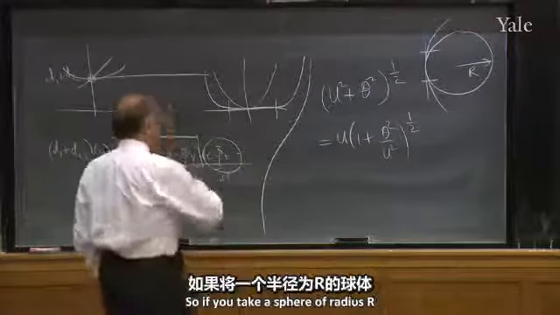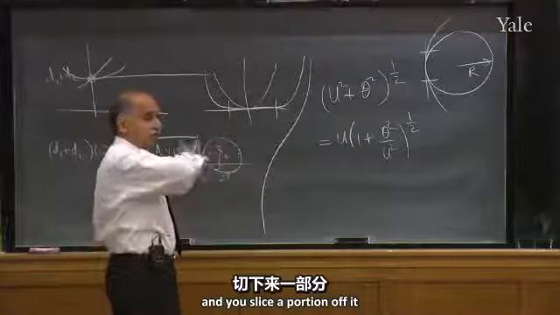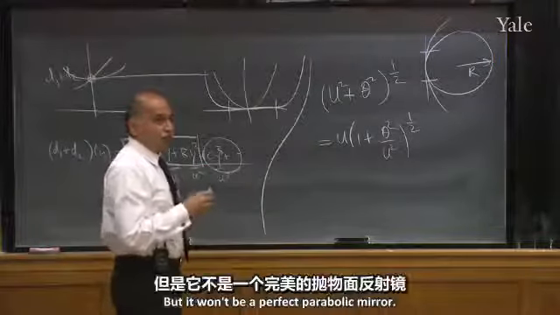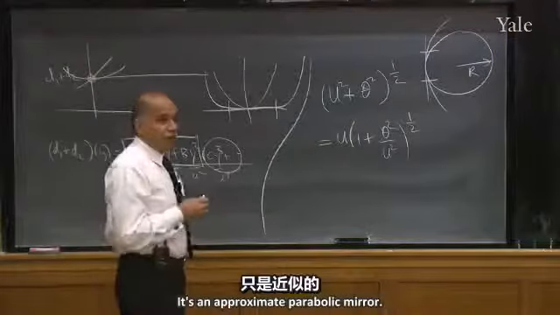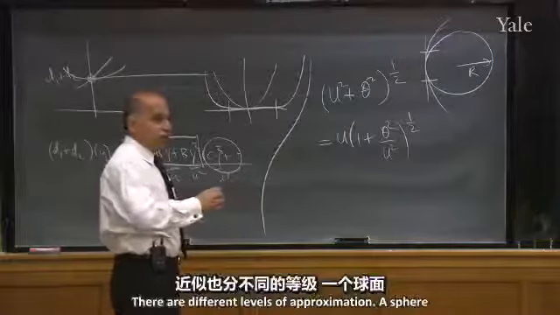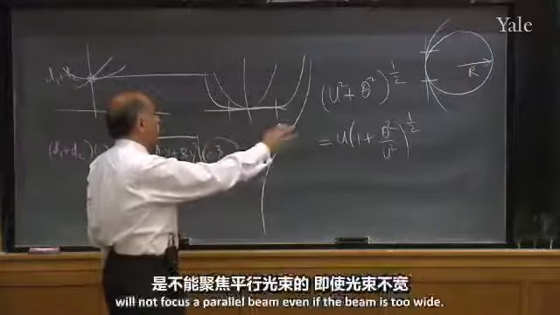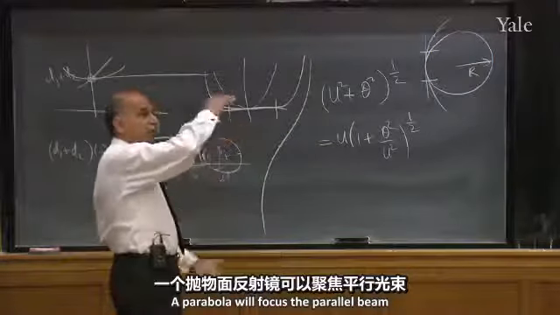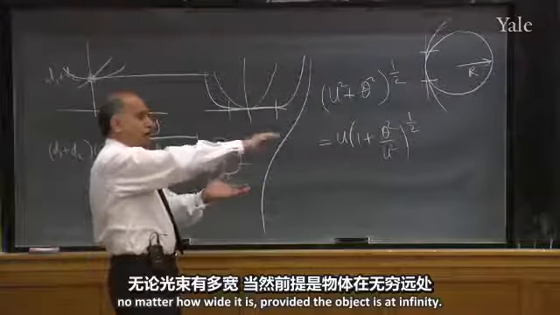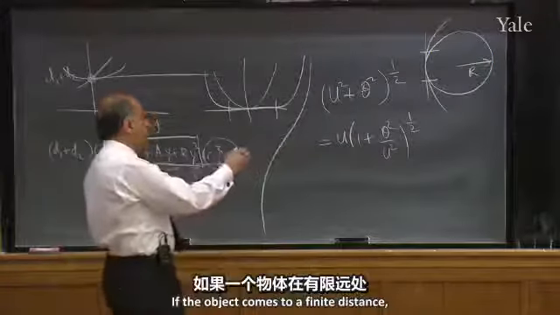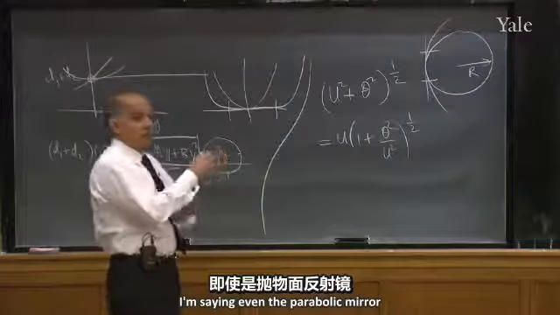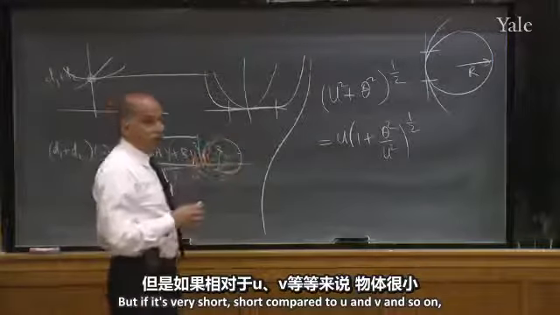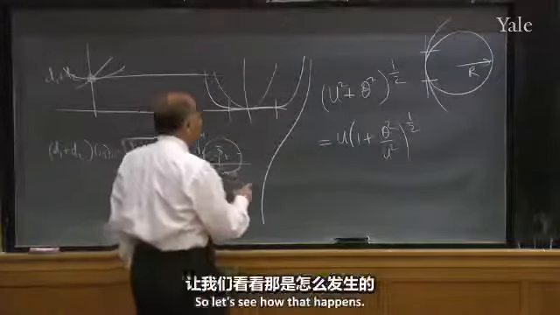So if you take a sphere of radius r and you slice a portion of it and you paint it with silver so it becomes a mirror, its focal length will be r over 2. But it won't be a perfect parabolic mirror. It's an approximate parabolic mirror. There are different levels of approximation. A sphere will not focus a parallel beam if the beam is too wide. A parabola will focus the parallel beam no matter how wide it is, provided the object is at infinity. If the object comes to a finite distance, even the parabolic mirror will not give you a perfect image. But if it's very short compared to u and v and so on, it will do a good job. So let's see how that happens.